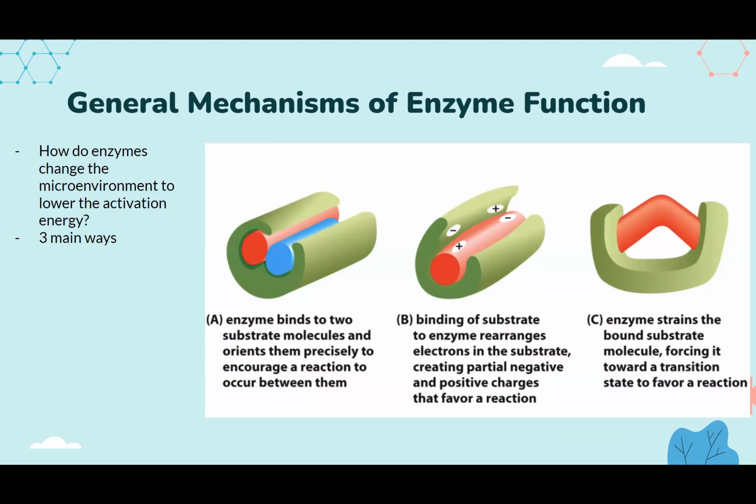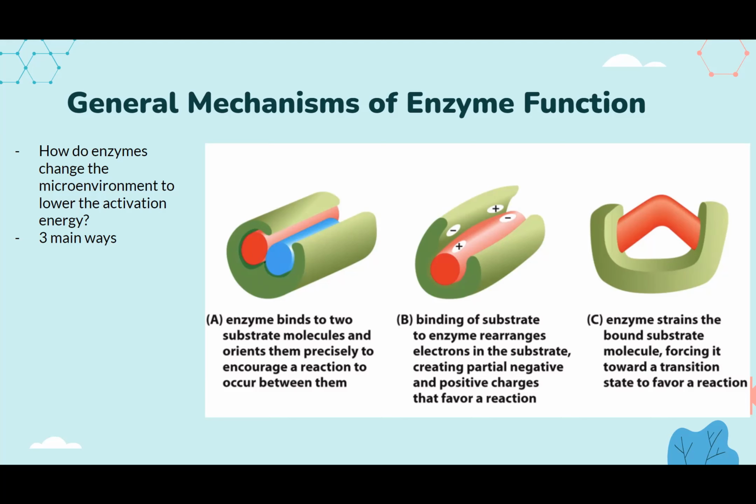Enzymes bind to two substrate molecules and orient them precisely to encourage a reaction between them. And so by placing them close, obviously it's going to help a lot more. Like Robert was saying, if they're all over the place, they can't physically run into each other, and they need to be together.